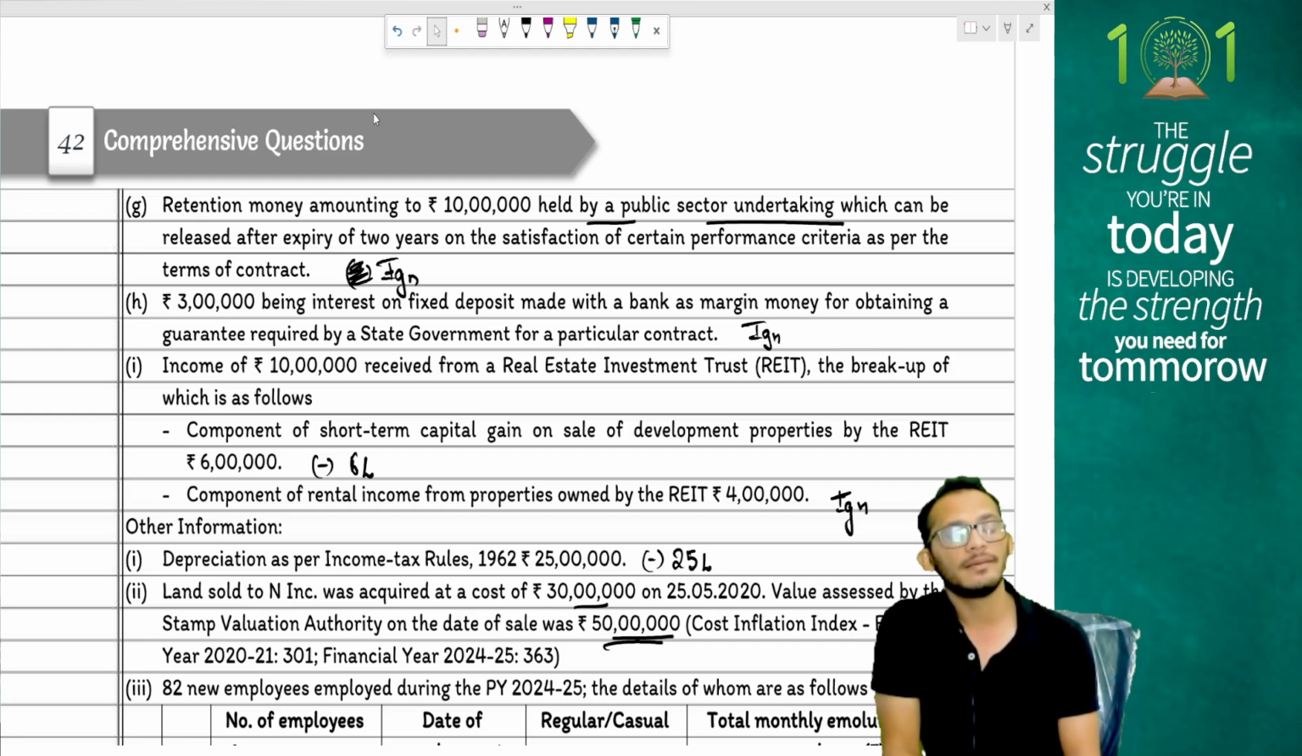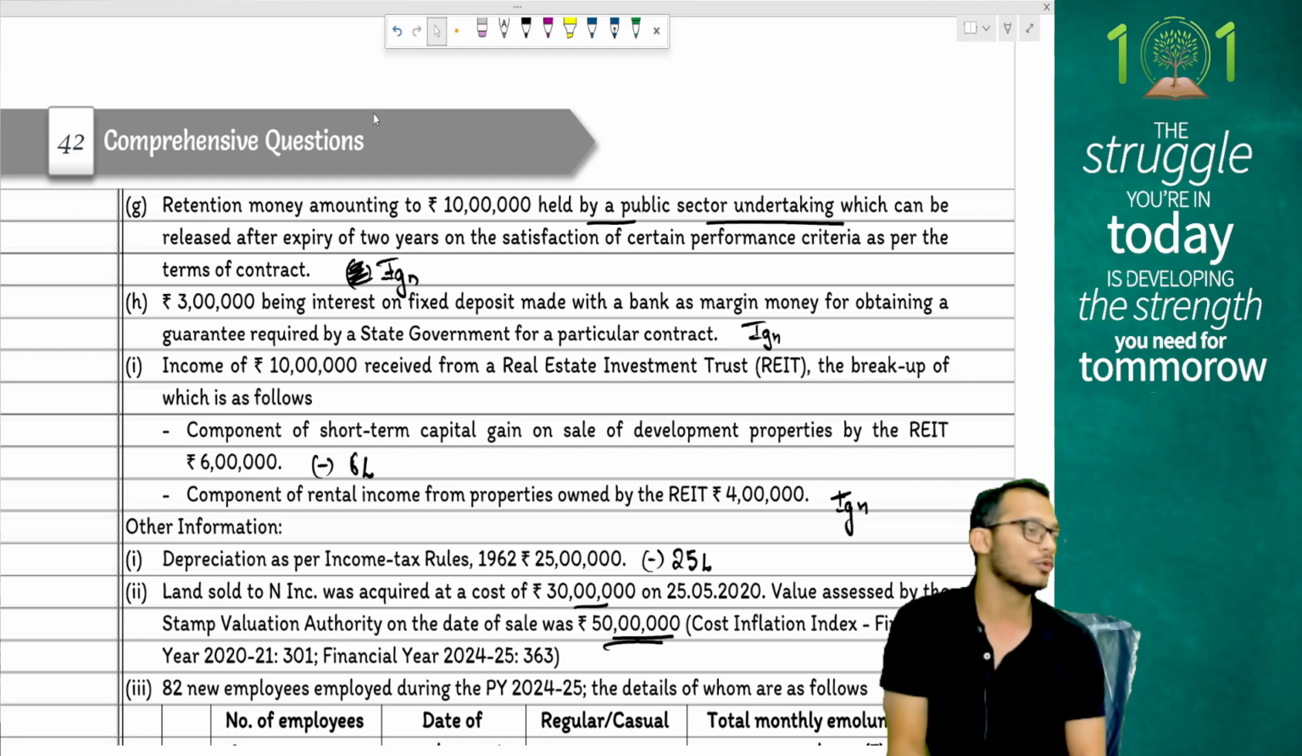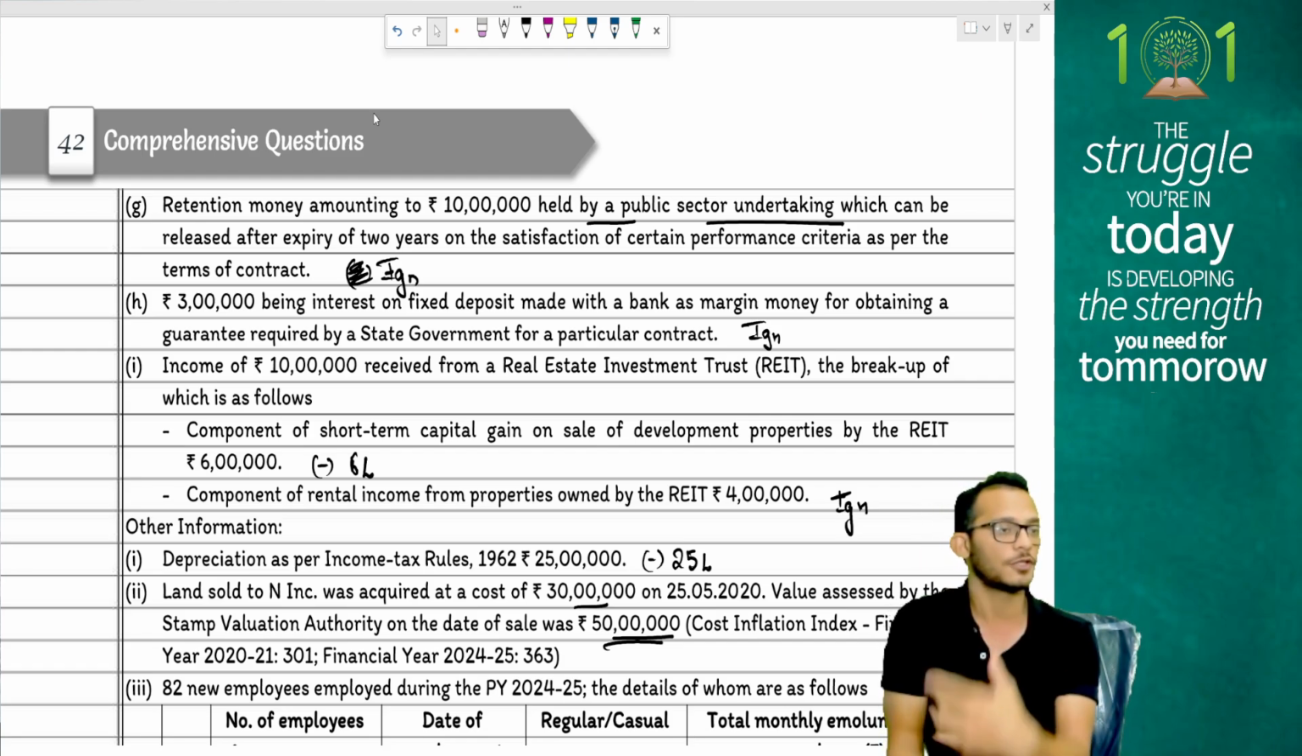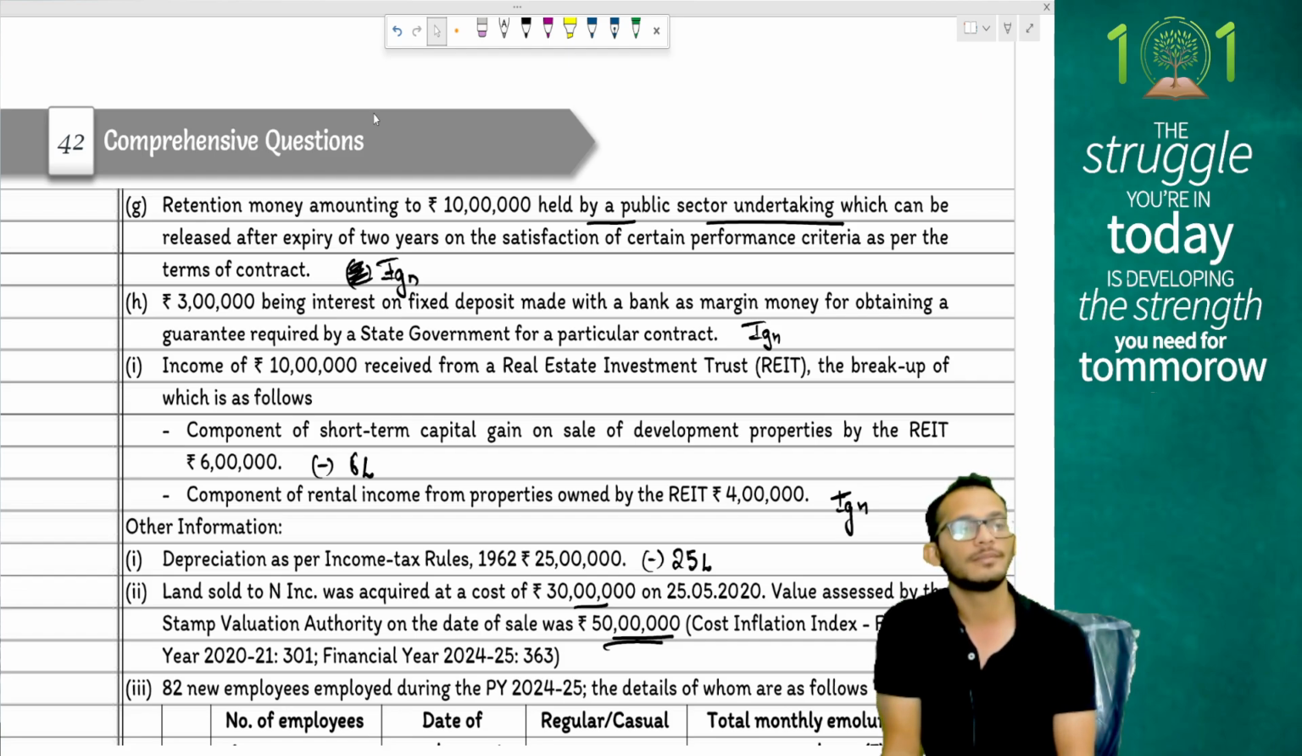Give me heading. Income from REIT. Point number I, income from REIT. People, since there are two things, let's first write the provision and conclude in a single shot. What is the provision? As per the provisions of income tax, an investor of REIT.